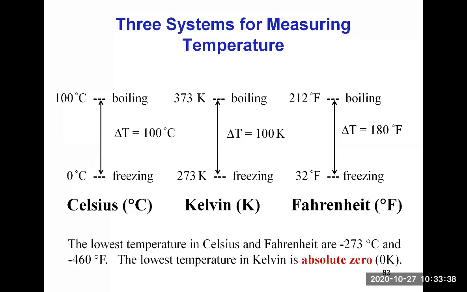And so it's not showing here on the scales, but the lowest temperature in the Celsius scale would be negative 273 degrees Celsius. In the Fahrenheit scale, it's negative 460 degrees Fahrenheit. And in the Kelvin scale, it's the absolute zero, 0 Kelvin. So the Kelvin scale cannot have negative numbers. It's always positive values because it's meant to really represent the average kinetic energy of the substances. So an energy can only be positive.